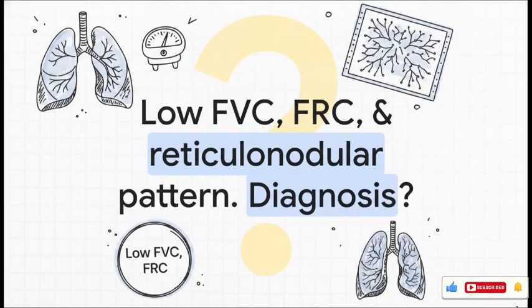Let's pull it all together. You've got a patient whose spirometry shows a low forced vital capacity and a low functional residual capacity. You order a chest X-ray, and the radiologist notes a classic reticulonodular pattern. Based on the physiology we just covered and that imaging finding, what is your diagnosis, doctor?